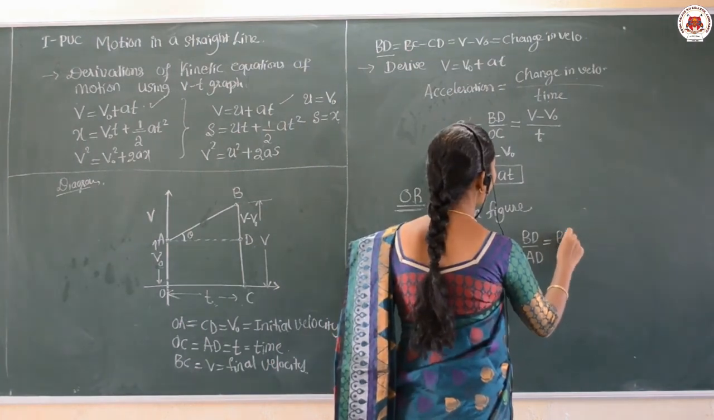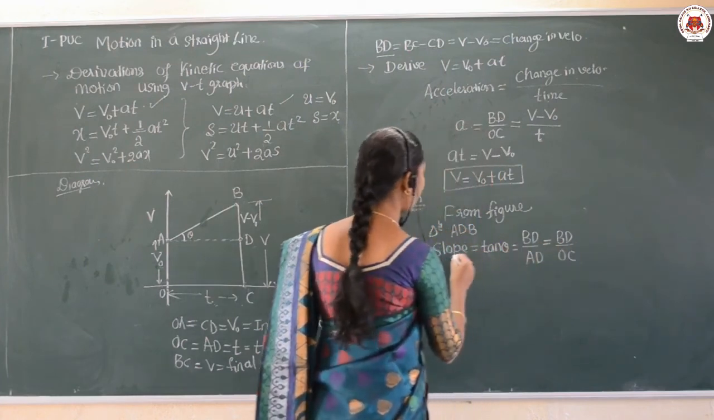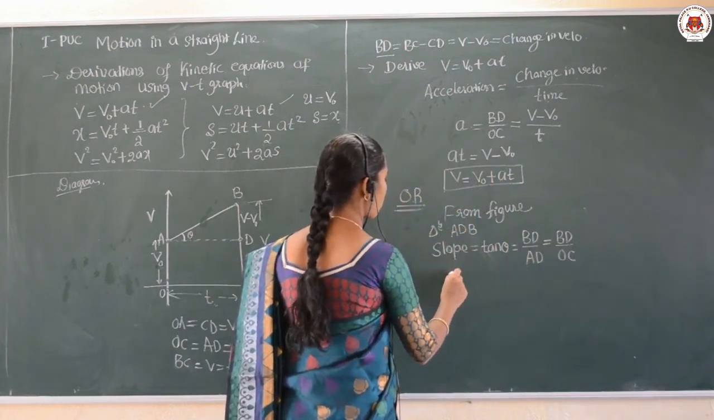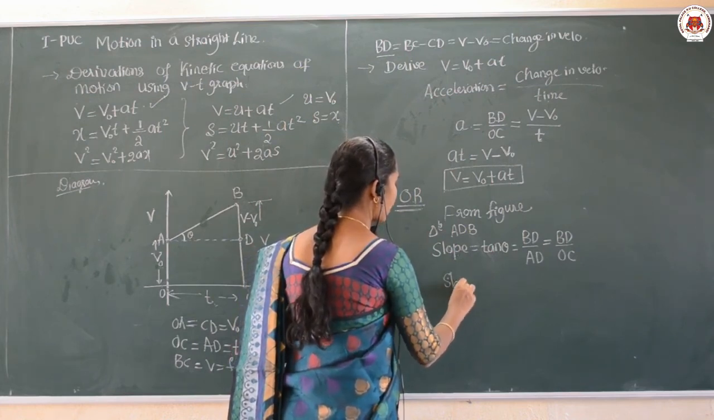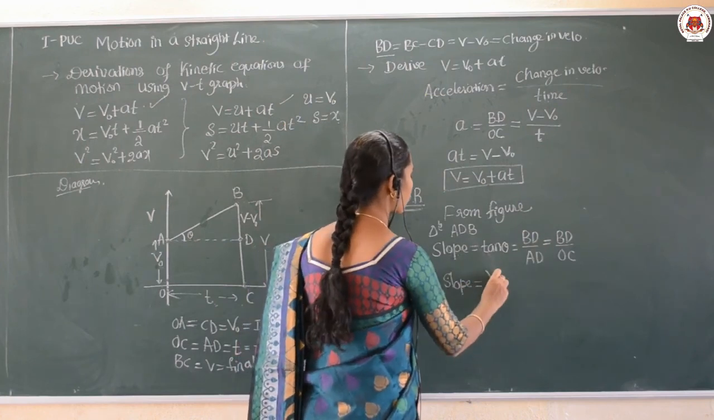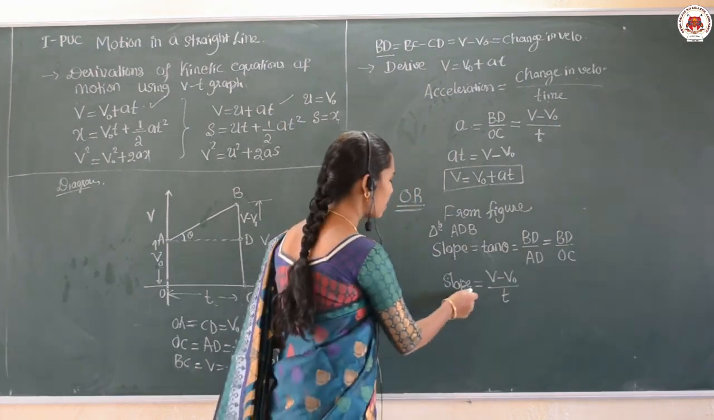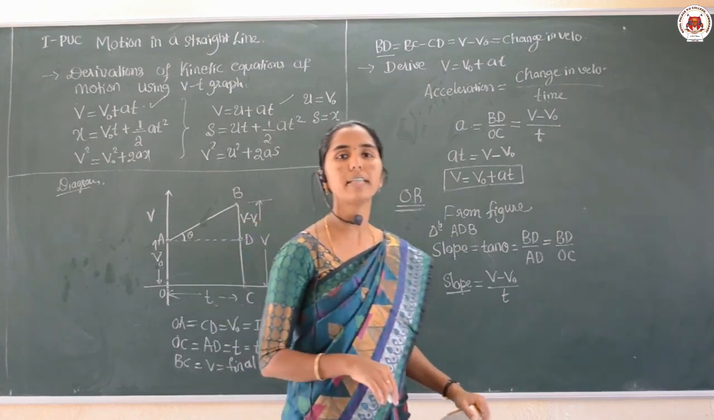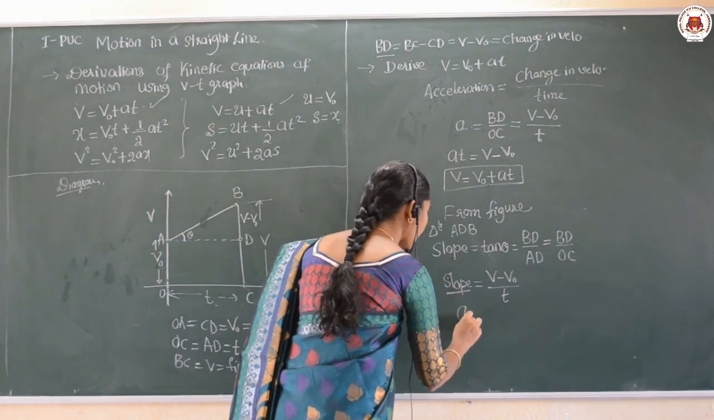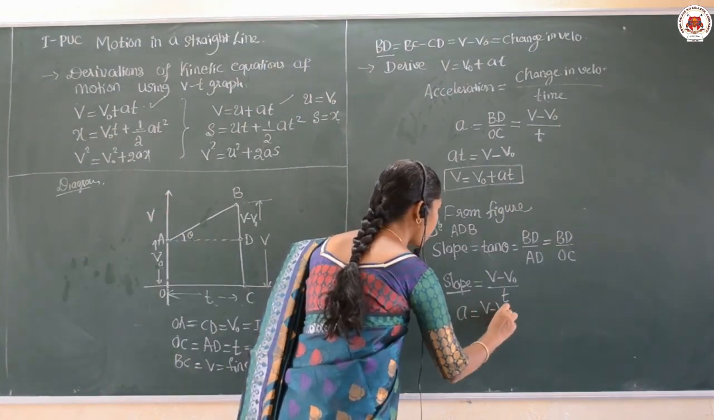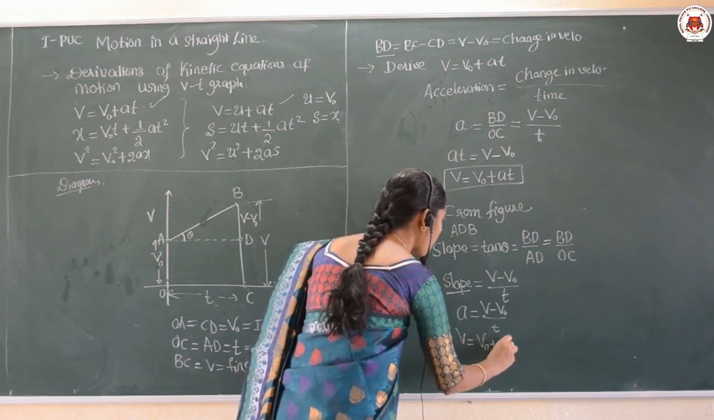BD upon AD is equivalent to OC here. Therefore, the slope is equal to BD, which is V minus V naught, upon OC, which is the time. See dear students, just now I told you the slope of a velocity time graph gives which quantity? Acceleration of the body. Therefore, acceleration A is equal to V minus V naught by T. Then if you simplify, you will get V equal to V naught plus AT.